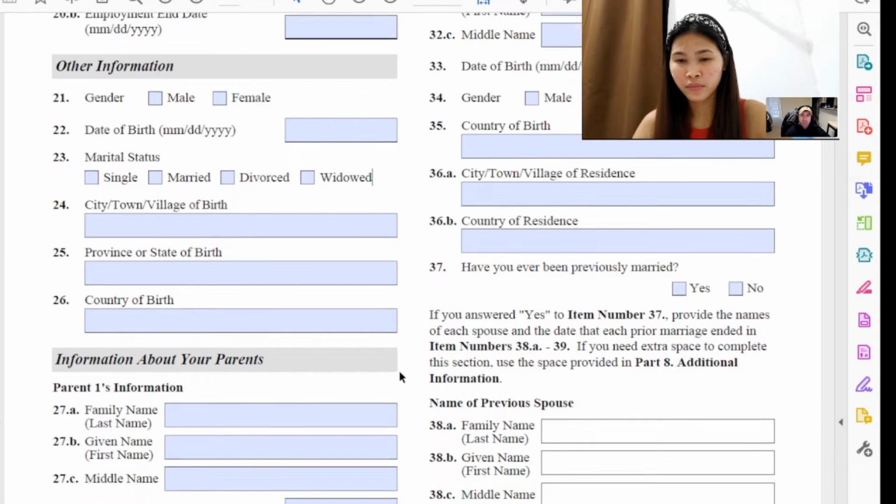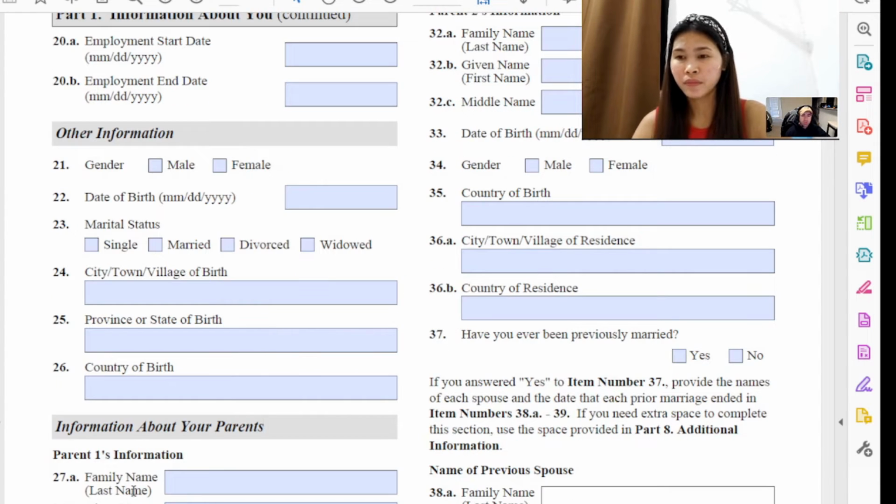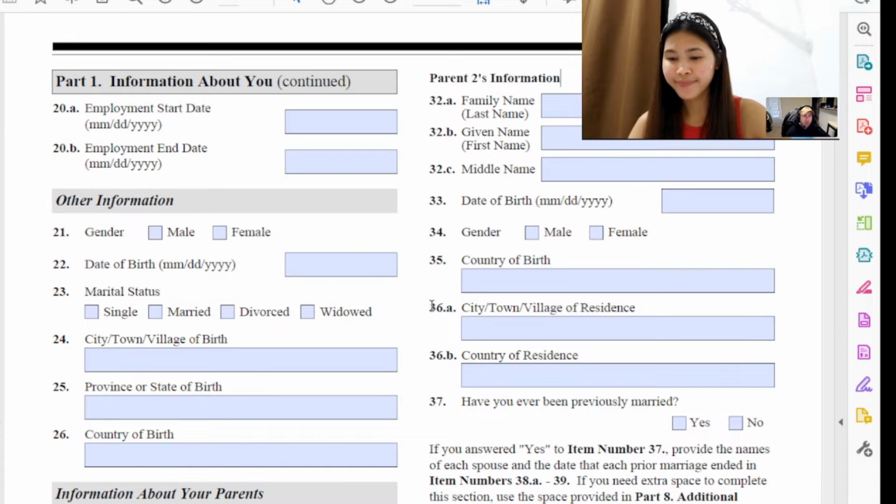So it's going to get very intrusive at this point, like information about your parents. I had to put my parents' information here, and you will too. So parent one, and then you can see here you have parent two: mom and dad, dad and dad, mom and mom, whatever you have. That's where it's going to go. Legal guardian, whatever you have.